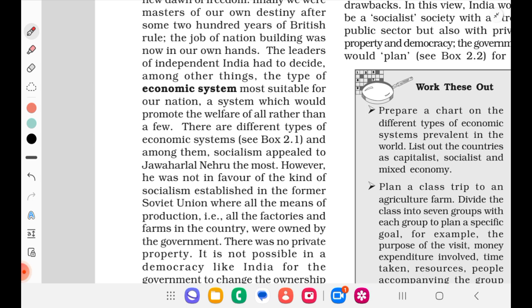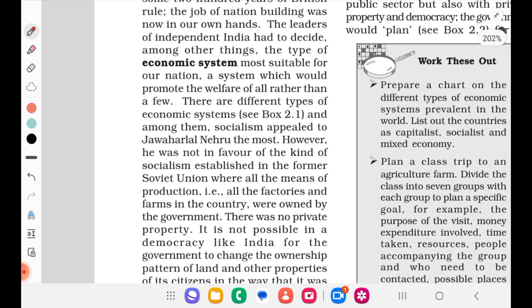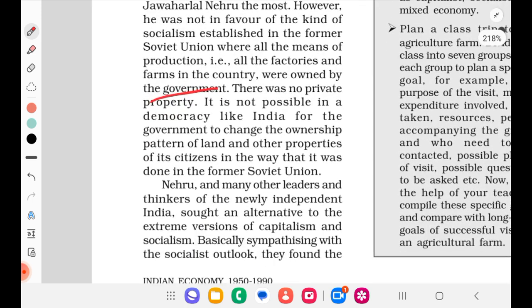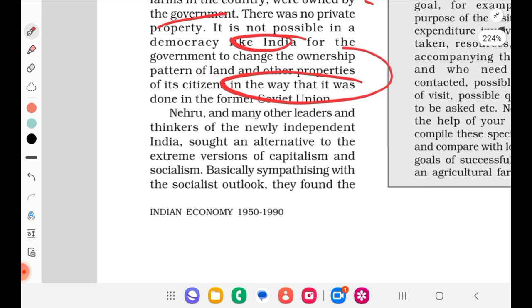There are different types of economic systems, and among them, socialism appealed to Jawaharlal Nehru the most. However, he was not in favor of the kind of socialism established in the former Soviet Union, where all the means of production, that is all the factories and farms in the country, were owned by the government. There was no private property. It is not possible in a democracy like India for the government to change the ownership pattern of land and other properties of its citizens in the way that it was done in the former Soviet Union.